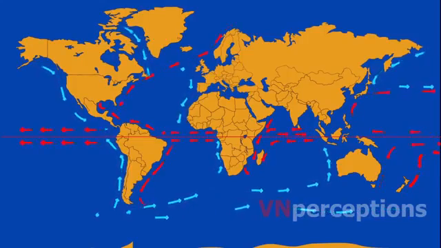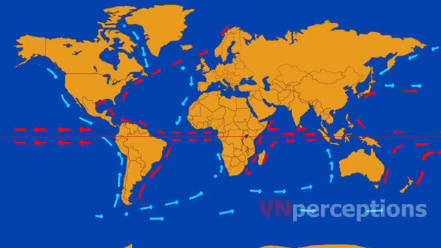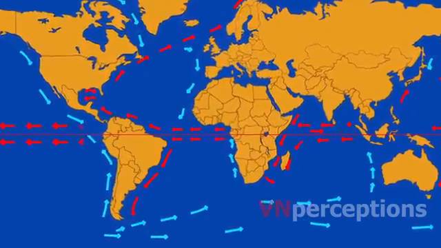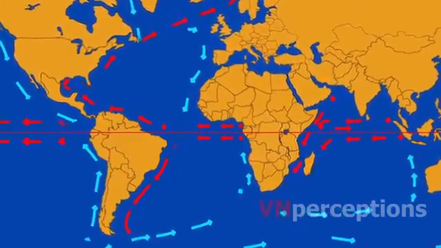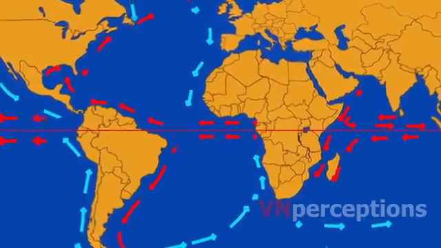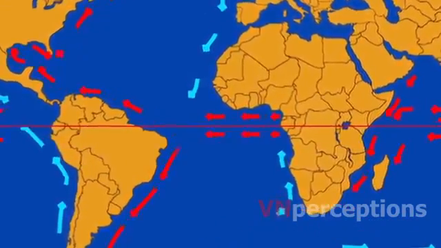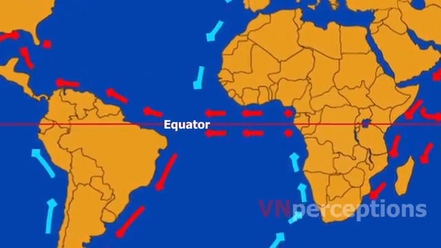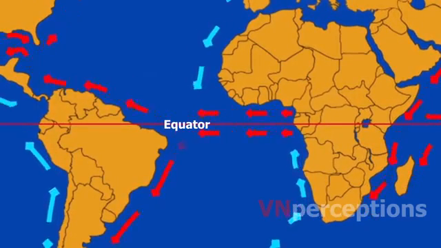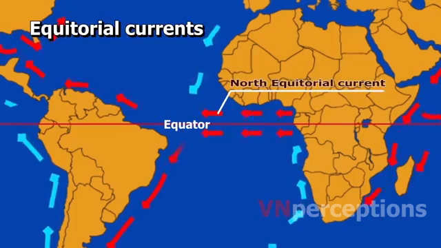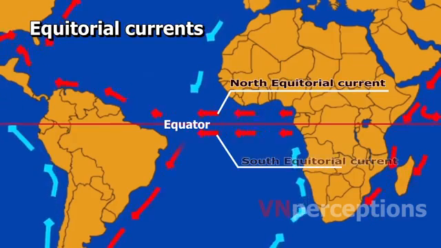In this video, we shall learn the names of some of the important ocean currents and the direction of flow and their influence on the coastal regions. To begin with the first one, to the north and south of the equator, there are two westward flowing currents, the north equatorial current and the south equatorial current.